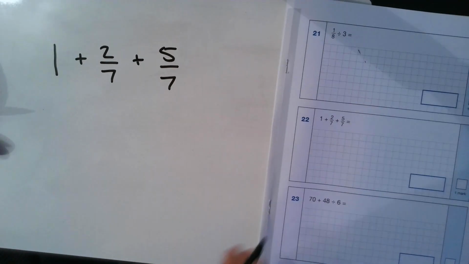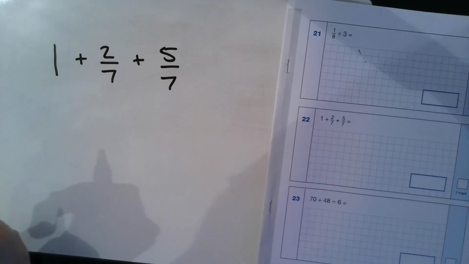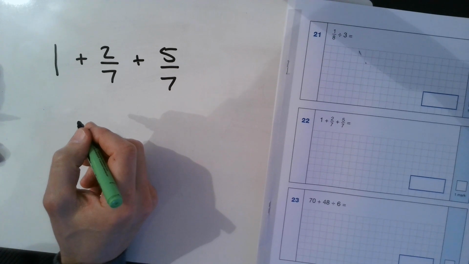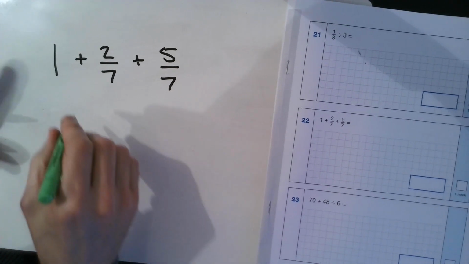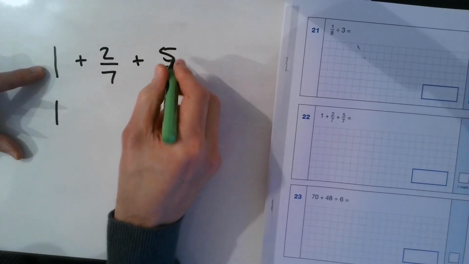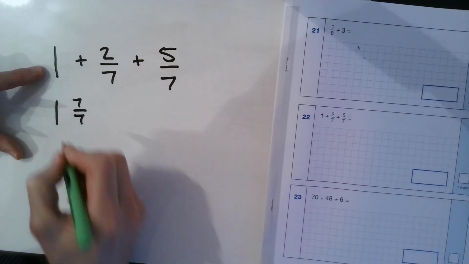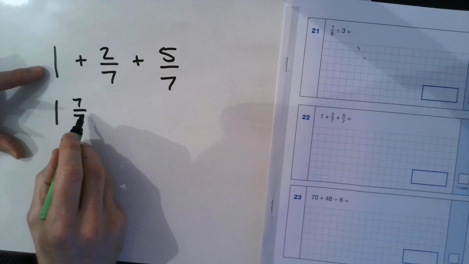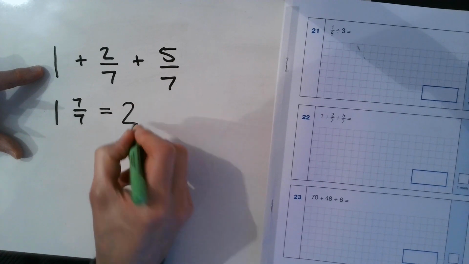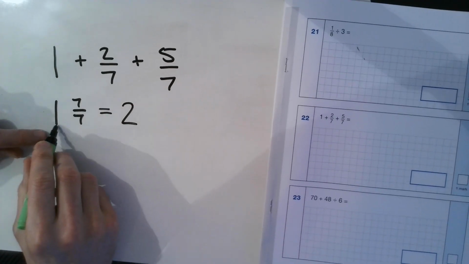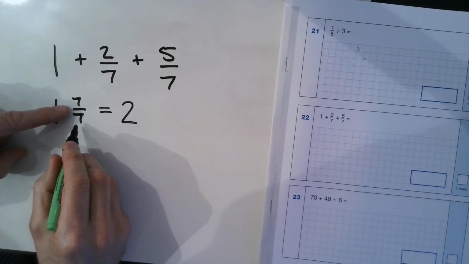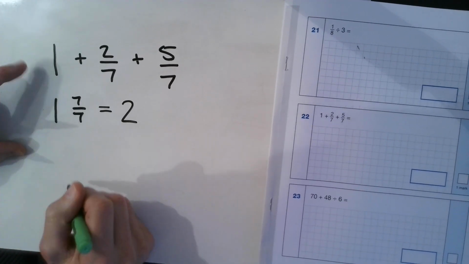Now, this question caused a little bit of difficulty last year. Some of you wrote your answer as 1/1 and 2/7 add 5/7, 1/1 and 7/7. But obviously you can see that 7/7 is a whole one as well. So you would have to write 2 to get the mark. You can't have a mixed fraction if your fraction gives you a whole number, you have to write your answer as a whole number.